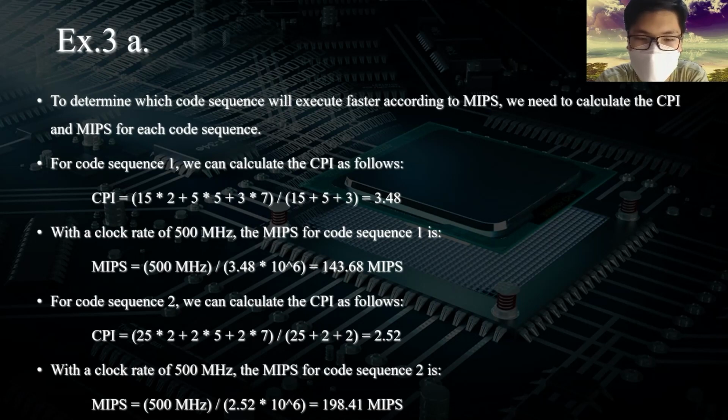For code sequence 2, we can calculate the CPI as follows, and it equals 2.52 with a clock rate of 500 MHz. The MIPS for code sequence 2 is equal to 198.41 MIPS.